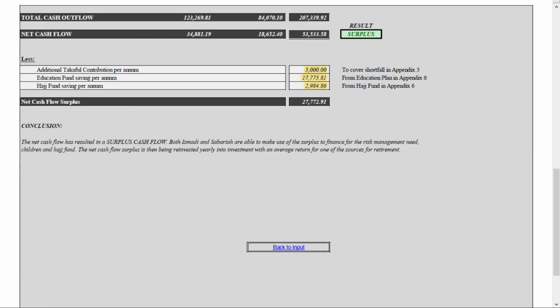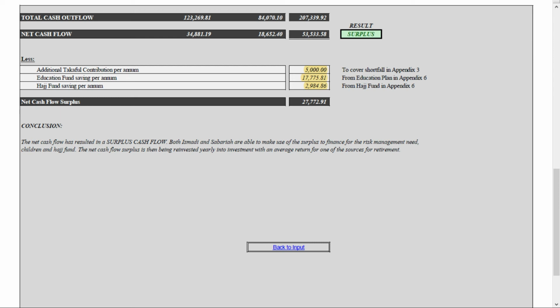Okay, now the difference between the total cash inflow and total cash outflow becomes the net cash flow. So in this case, for the net cash flow, we have a surplus, meaning that the cash inflow is more than the cash outflow. If the cash outflow is more than the cash inflow, then it becomes a deficit.